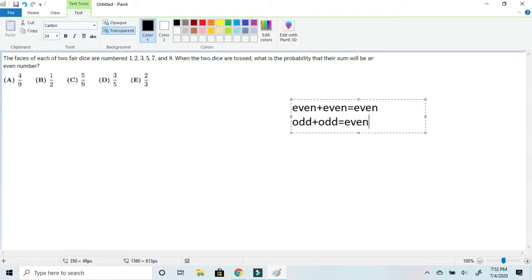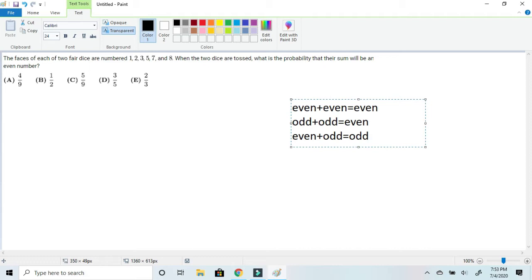And now we're on to our third one. Now this third one isn't actually necessary in this problem, because this problem says what is the probability that their sum will be an even number. And this third one is even plus odd. This one's not necessary, because they asked us what's the probability that their sum will be an even number. And I'm going to tell you that even plus odd is equal to odd.